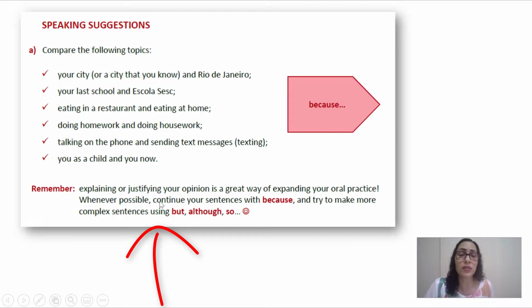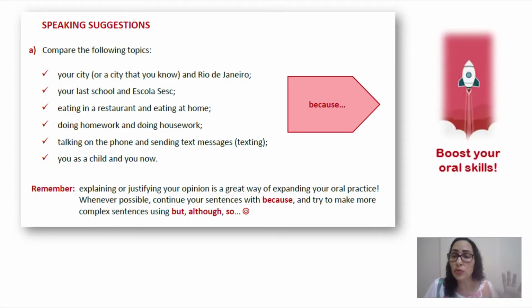So whenever possible, continue your sentences with because and try to make more complex sentences using but, although, so, and any other vocabulary or grammar that we have studied before. The idea of these speaking suggestions is that you boost your oral skills, even though we are studying remotely.